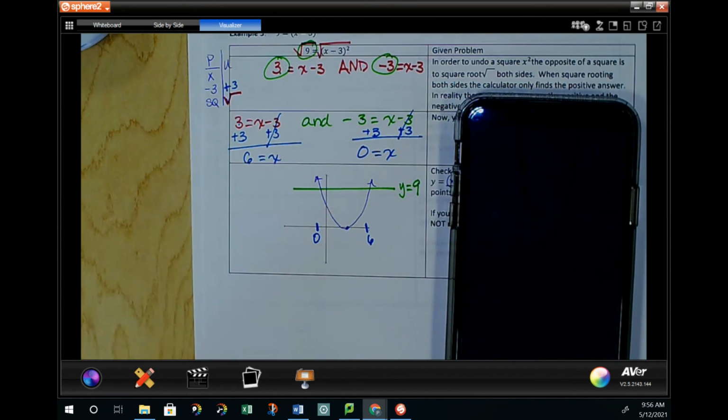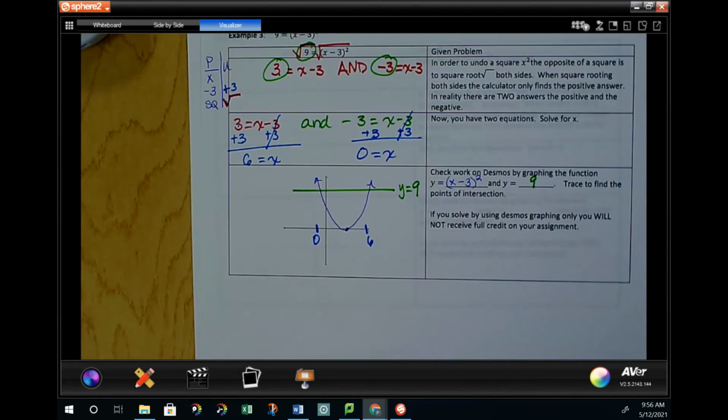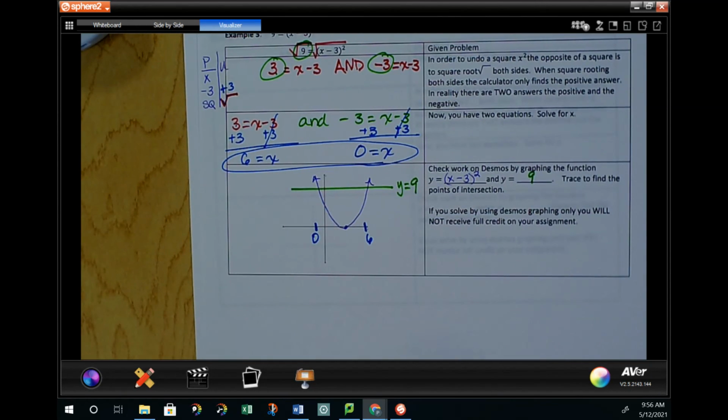So now I know that we did it. Now I know that everything is done correctly. So that is your answer. This was done correct because it matched up with your graph.